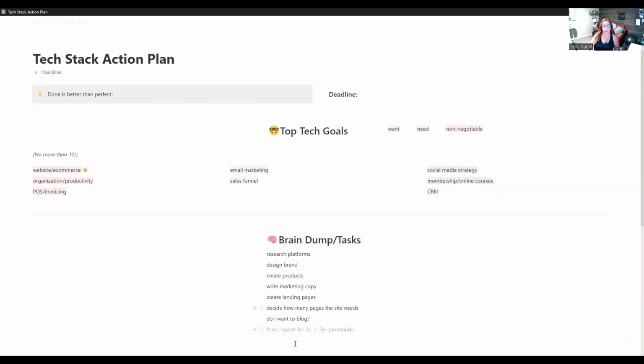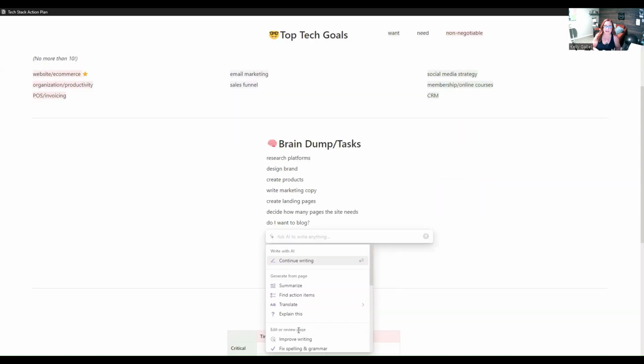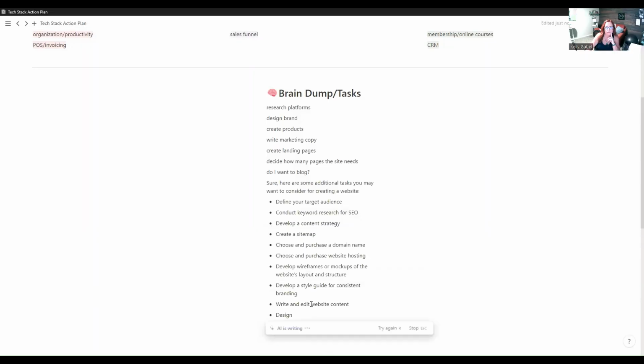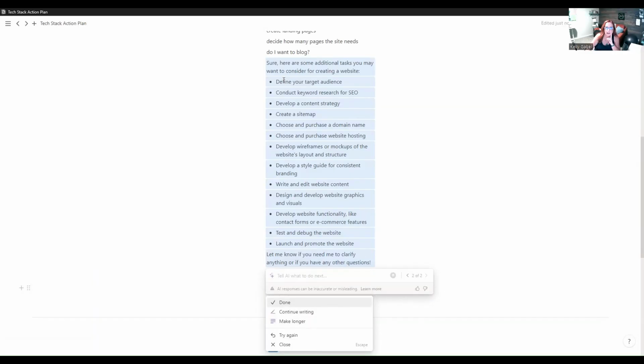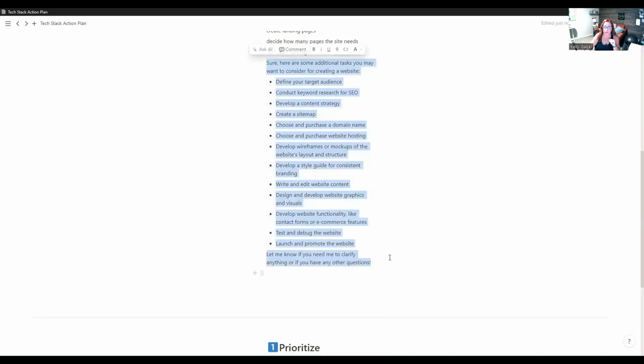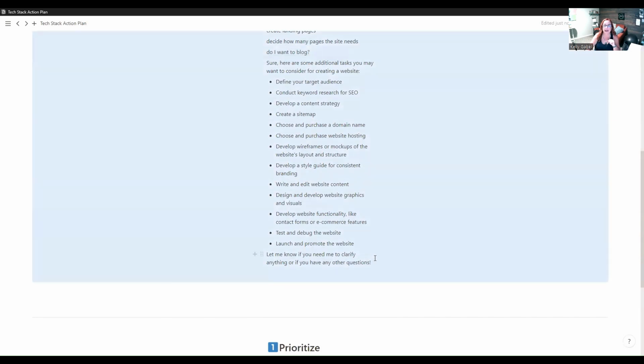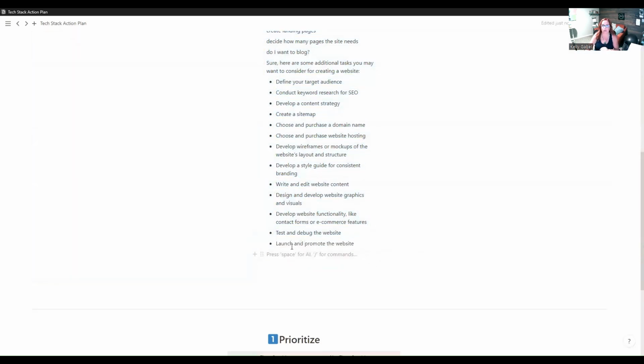Oh, and one thing that's really cool about if you're using Notion, like I am, because it has AI, we can activate the AI and say, tasks for creating a website. Awesome, look at all this. Define your target audience, conduct keyword research. That's amazing. We're going to go ahead and keep all of those for right now. If you're doing a website one too, then you're welcome for the AI.